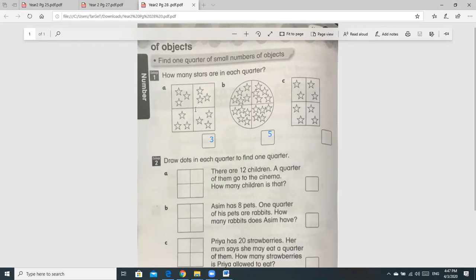But they have to be what? Here's 3, 3, 3, 3. They have to be equal. Here 5, here is 5, here 5, here 5. Here, how many? 2. Okay.